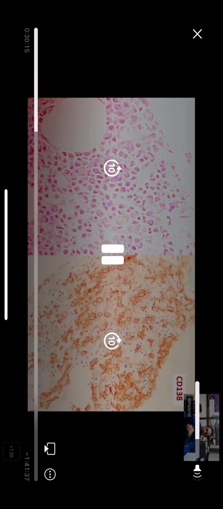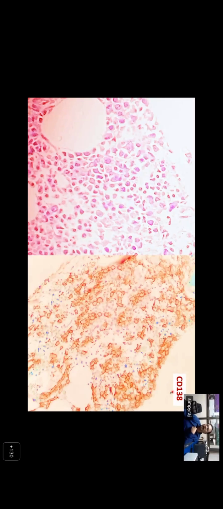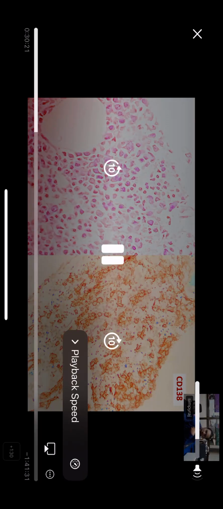Okay. Now look at the bone marrow biopsy. You can see the bone marrow biopsy. There are sheets of plasma cells here. And on CD138 expression, you can see that all these sheets of plasma cells are highlighted.